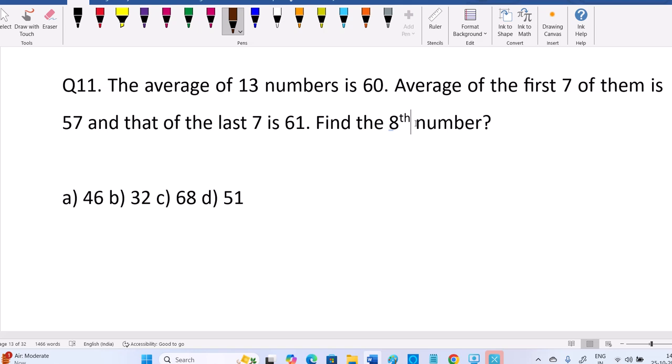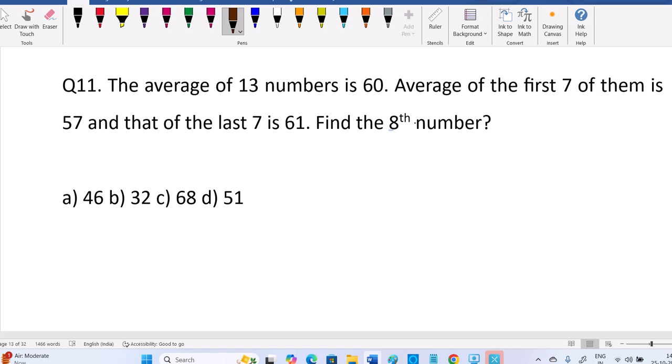First 7, last 7. First 7 is 1 to 7, last 7 is 7, 8, 9, and from there we have to go up to 13. Common is the 7th number. Actually, they have to ask the 7th number. The 8th number is not possible.